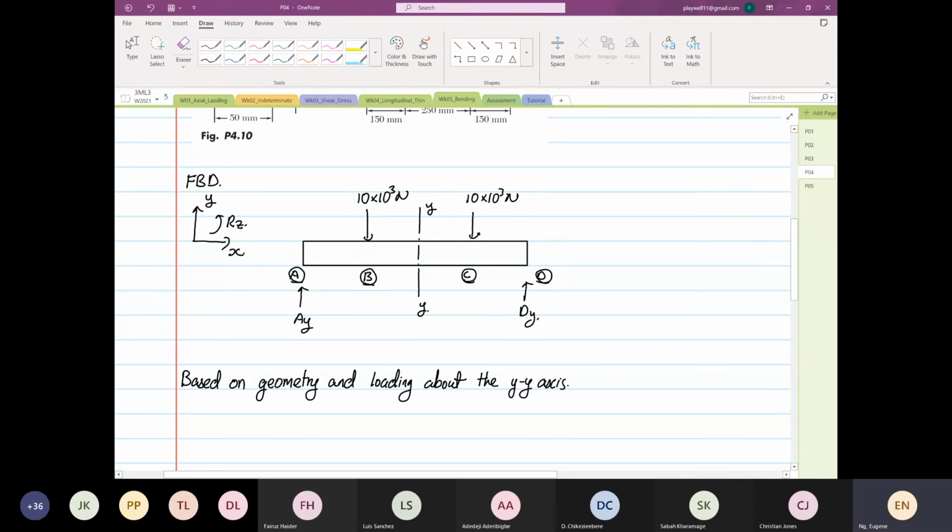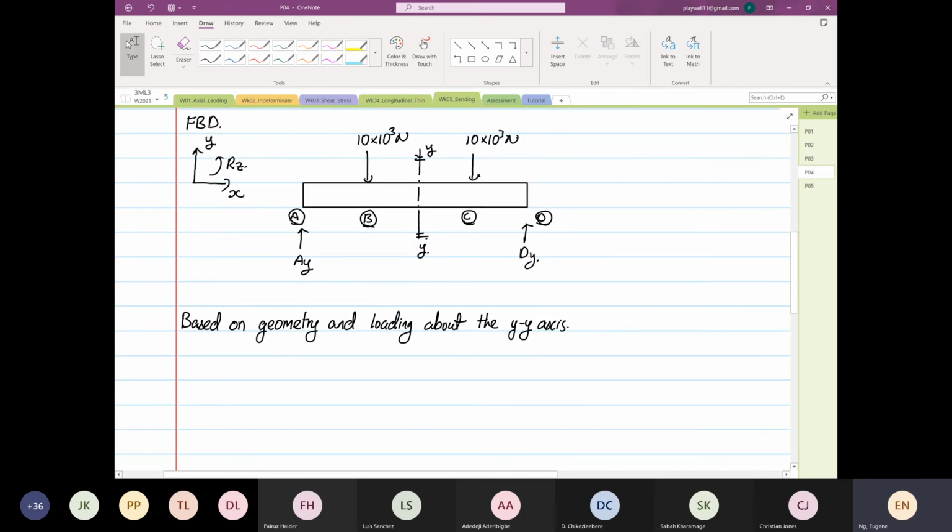Okay, so if we draw a Y-Y axis vertically down, we realize that the left-hand side is equal to the right-hand side in terms of geometry and in terms of loading, right? So therefore, Ay is equal to Dy.